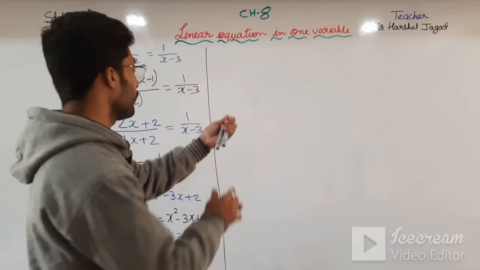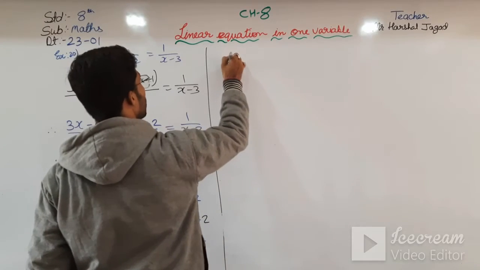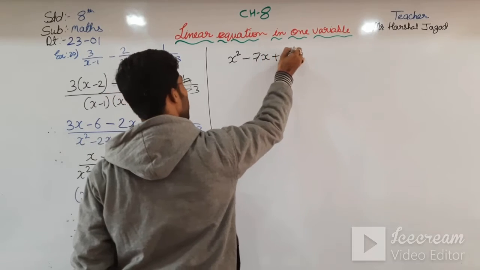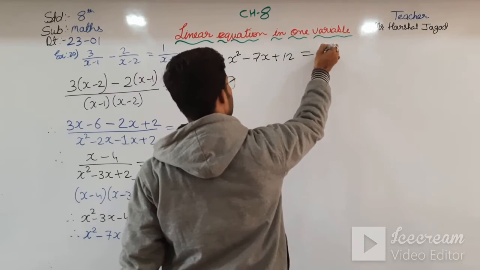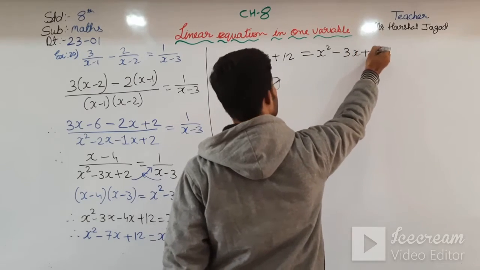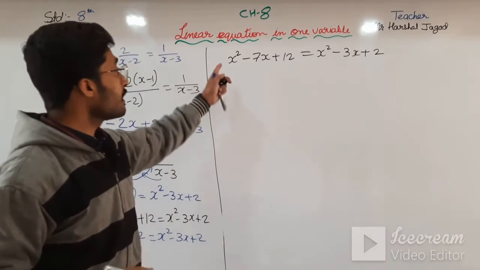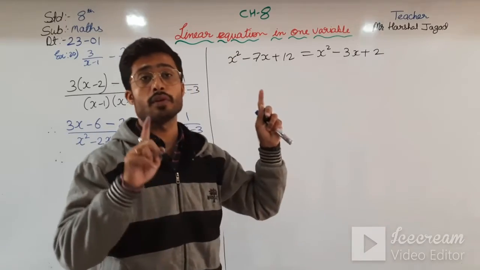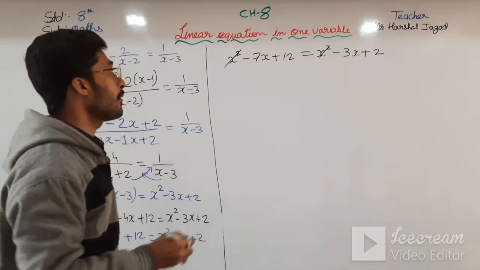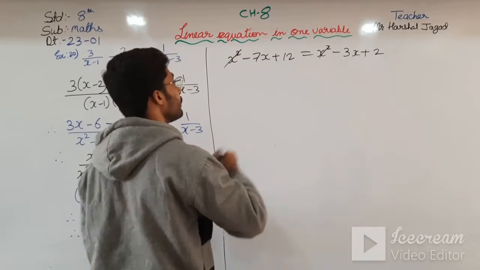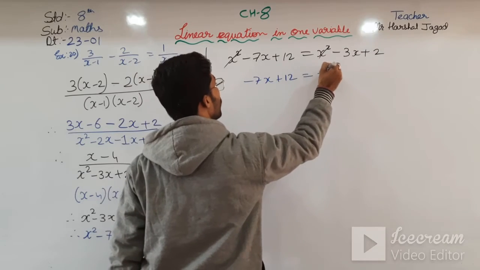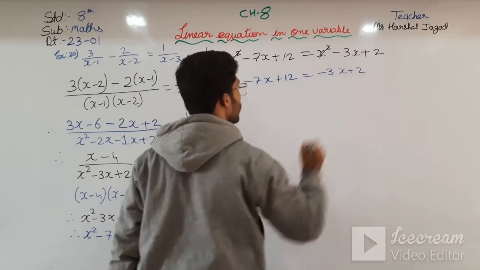Taking this equation, first I am writing the same equation over here: x square minus 7x plus 12 is equal to x square minus 3x plus 2. First of all, here is x square and here is also x square, both are plus x square, so they will be cancelled. So here remains minus 7x plus 12 is equal to minus 3x plus 2.